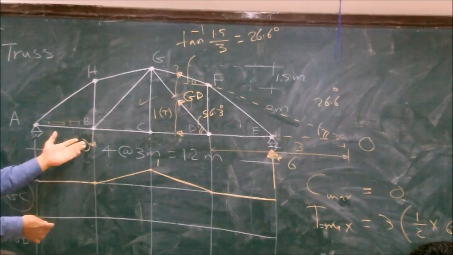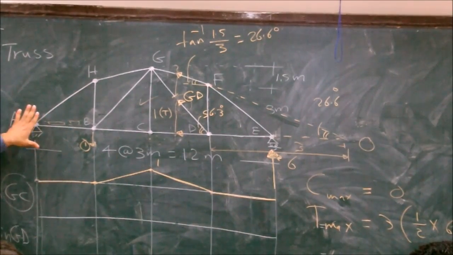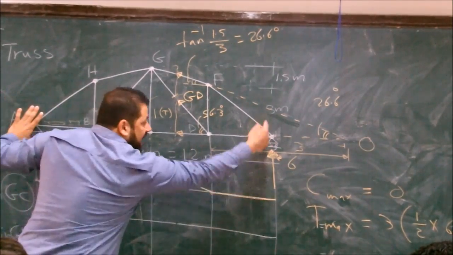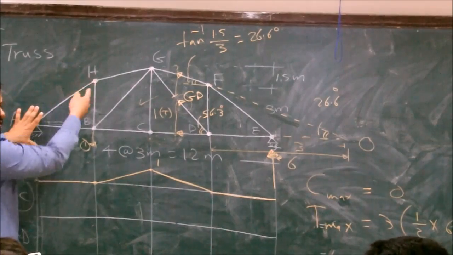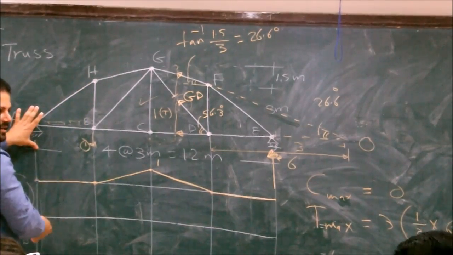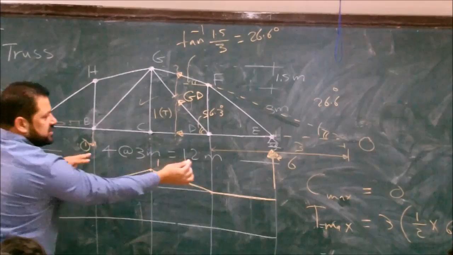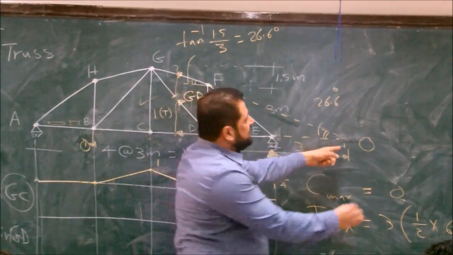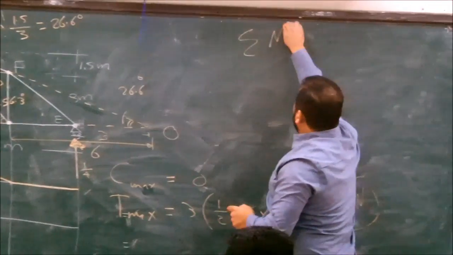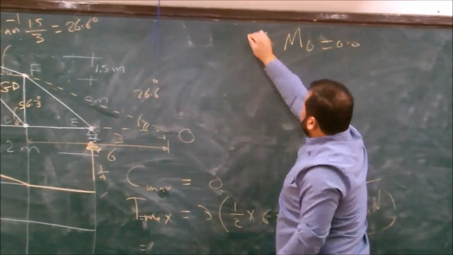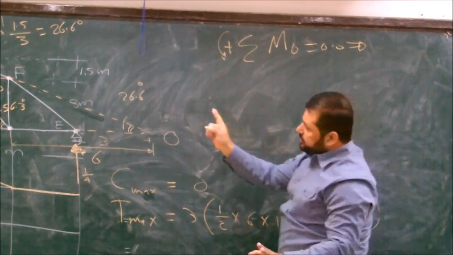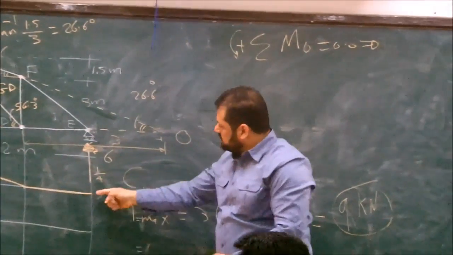For example, take the moment equal to 0: 1 times 3 equals the reaction times 12. So it's 3 over 12, quarter. So first equation, what's this one? Quarter. Now take the moment at O. Equals 0, counterclockwise positive. What do we have?